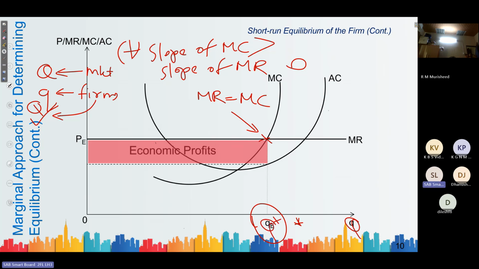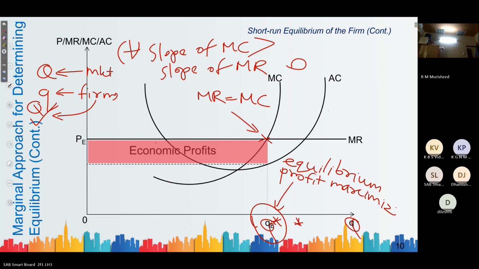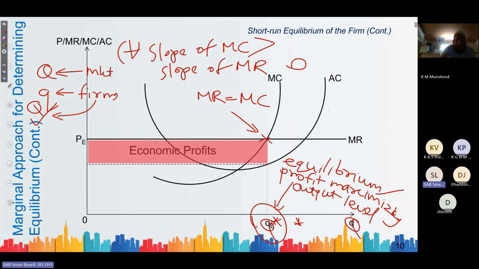So this is Q star, profit maximizing output level. Also, we can call it the equilibrium output level. Equilibrium output level or profit maximizing output level, both mean the same thing. Okay, that is about the marginal approach for profit maximization.